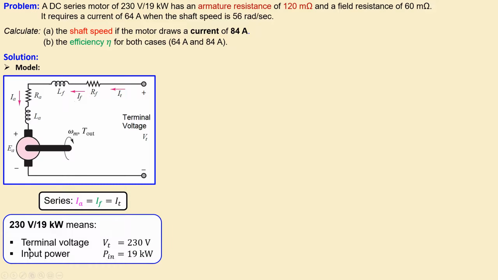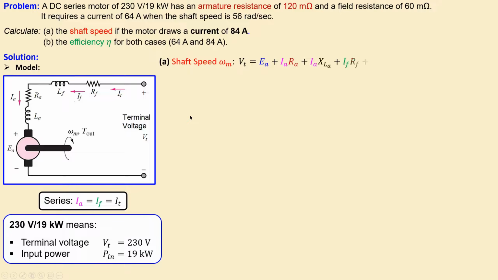That means the following again. The terminal voltage, the first one, is the 230 volts. And the second one is the input power to this system, which is then 19 kilowatts. And this input power is required to calculate the efficiency of this situation. Okay, let's look at the solution and start first with the shaft speed, omega sub n.